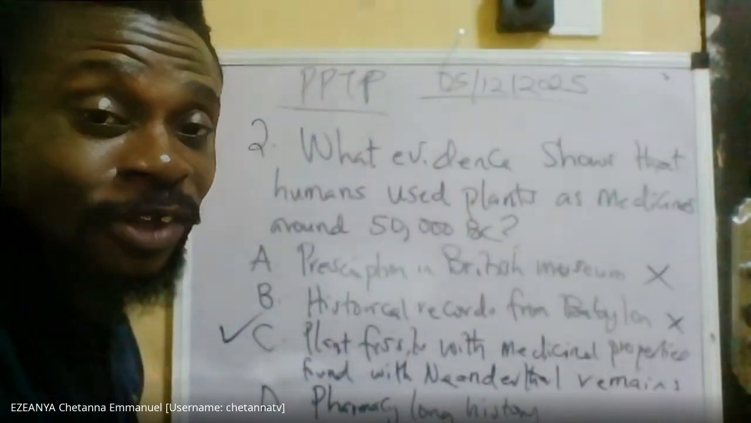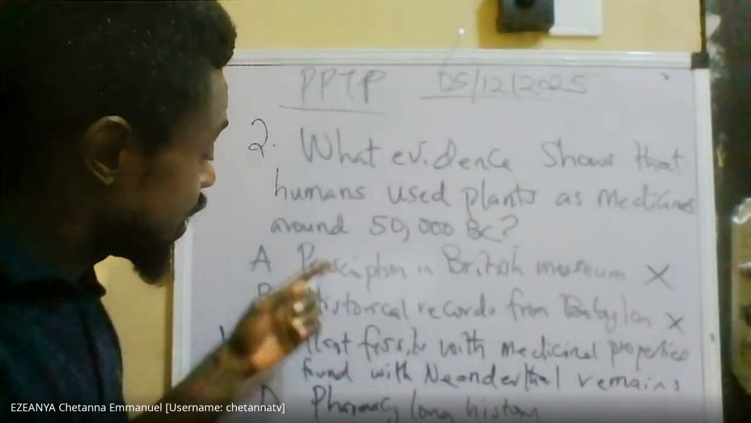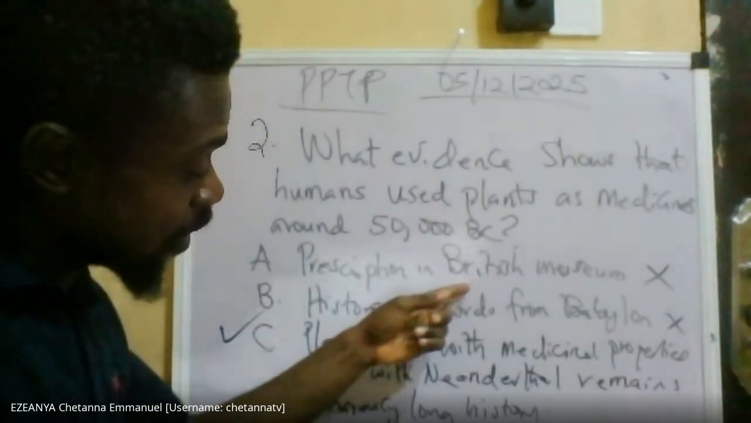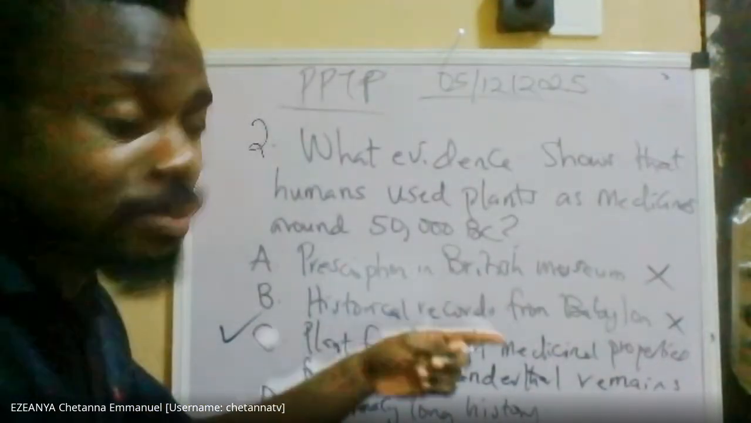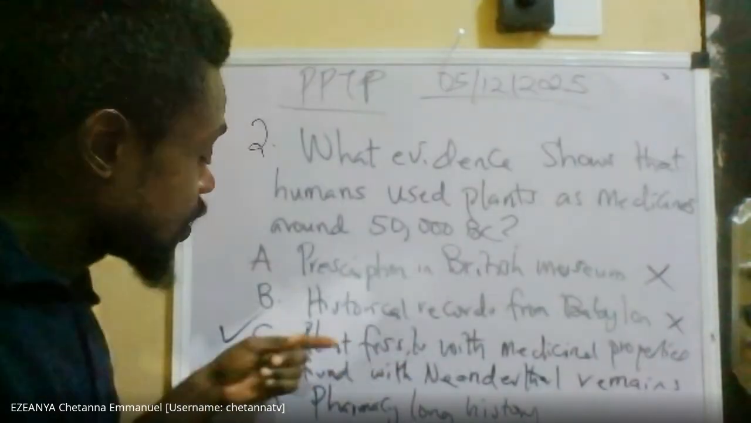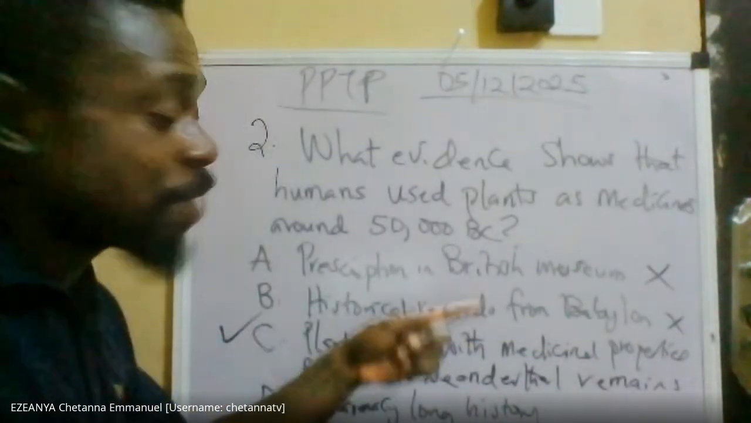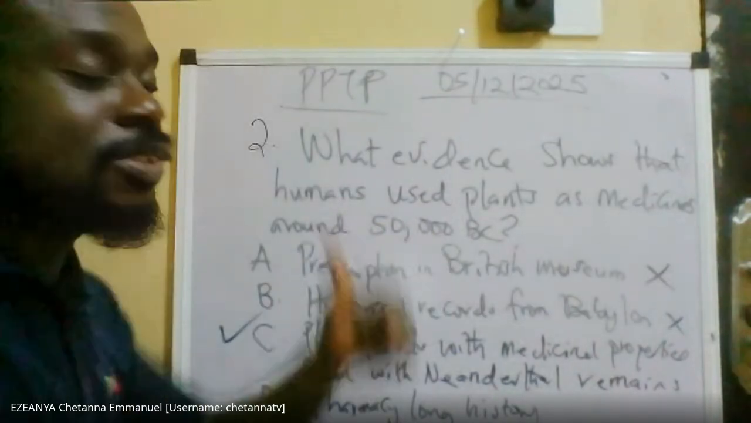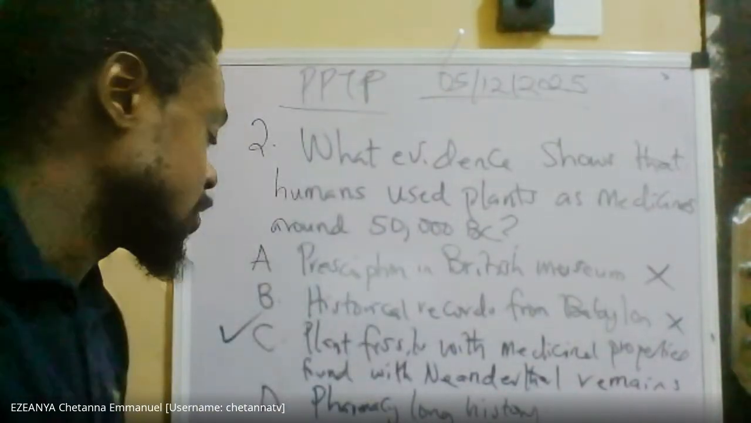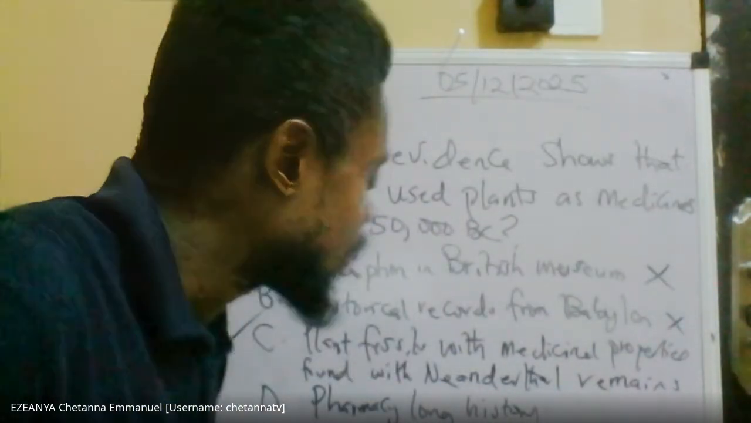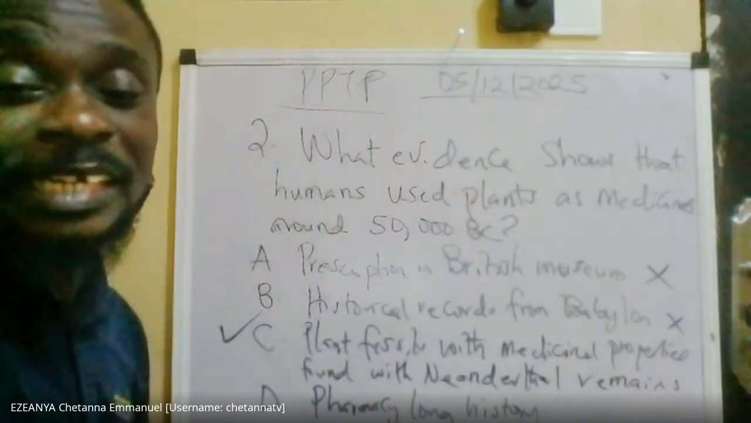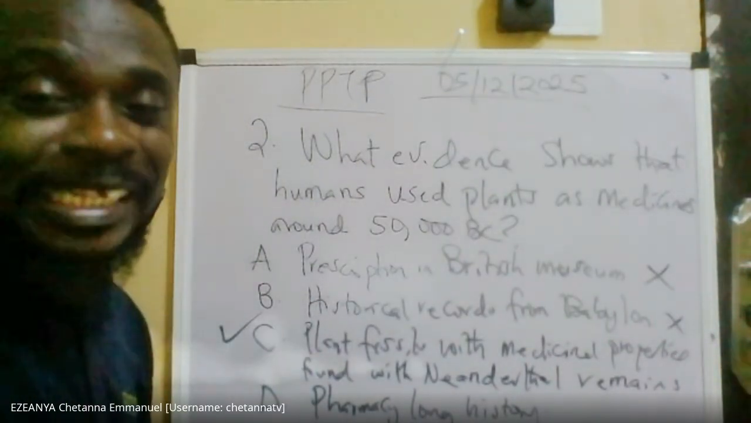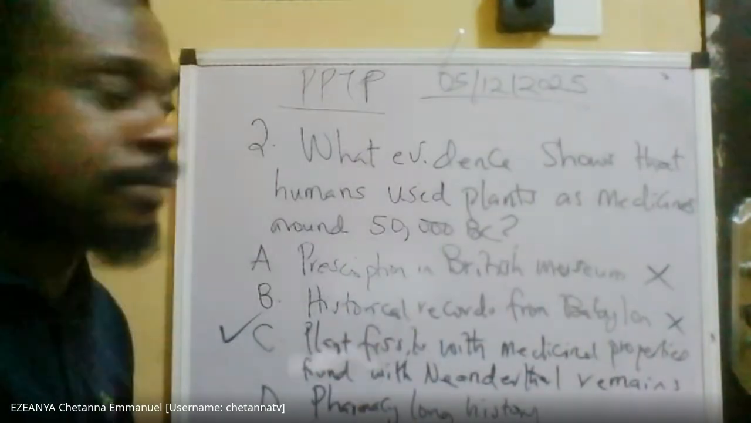Have you noticed something about this option? These things are not wrong, though. Yes, prescription found in British Museum is used to study the history of pharmacy. Historical records from Babylon, but these ones came much later, not 50,000 BC. Please know that point. This is pharmacy long history. I agree that pharmacy has a very long history. It's a true statement, but it has no business with the question.